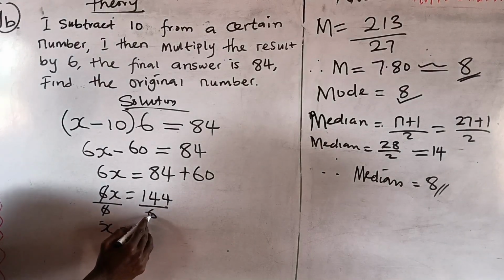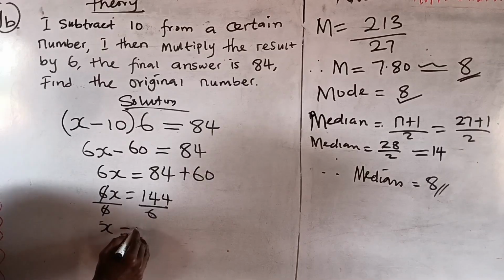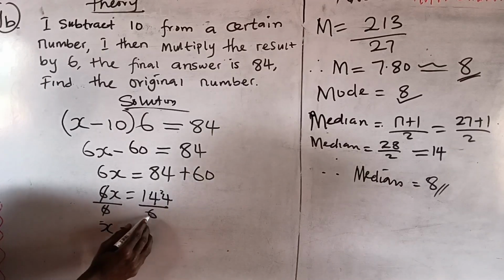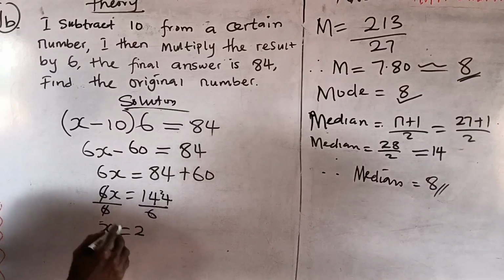That is, how many 6 can I see in 14? I will see 2, right? Remember 2. How many 6 can I see in 24? I will see 4.